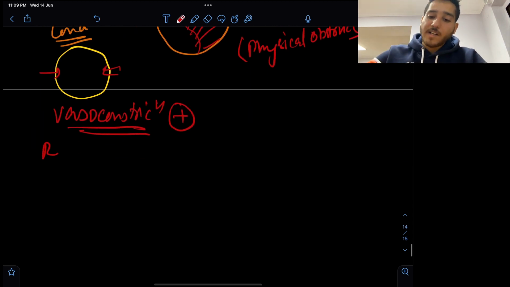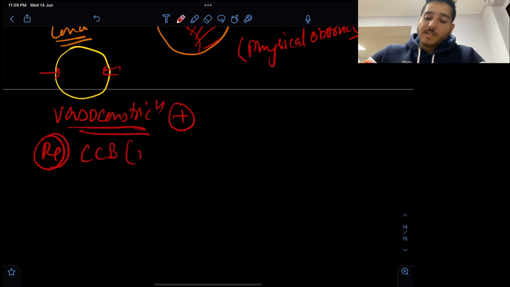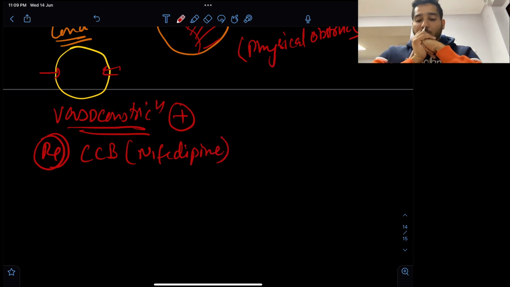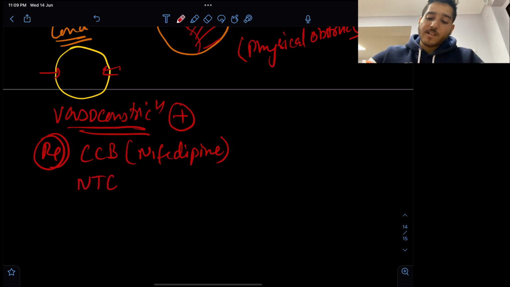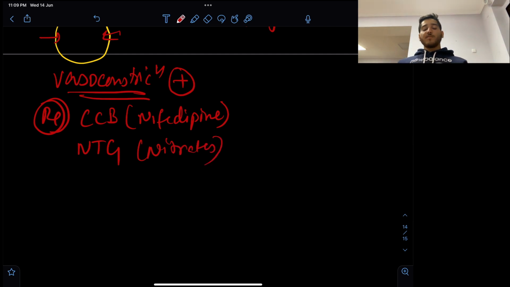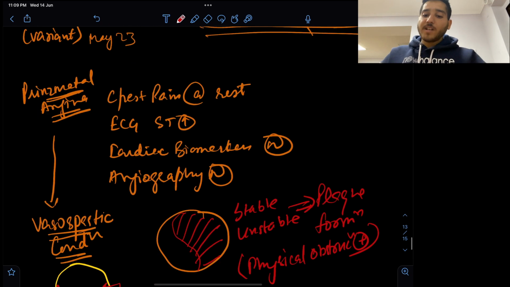For the treatment of Prinzmetal angina, we can prescribe calcium channel blockers like nifedipine, so that the coronary vessels won't constrict. We can also use nitrates. So these are the mainstay of treatment for Prinzmetal angina. So we read about anginas.